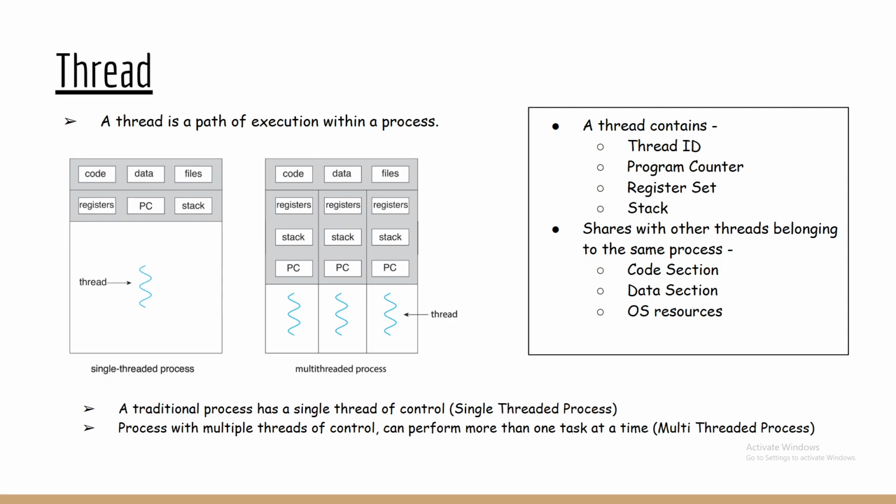A great example can be your web browser. One thread might be rendering a web page that you see, while another thread in the background can download images or videos.